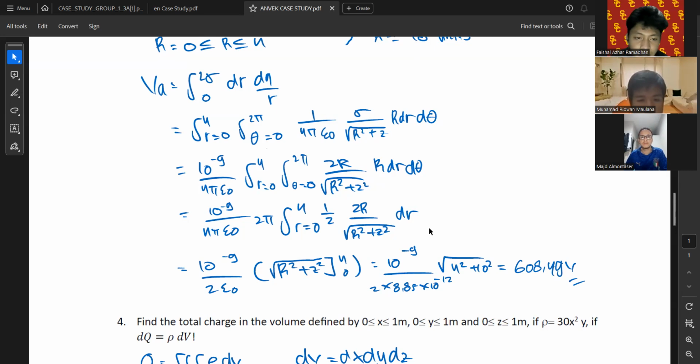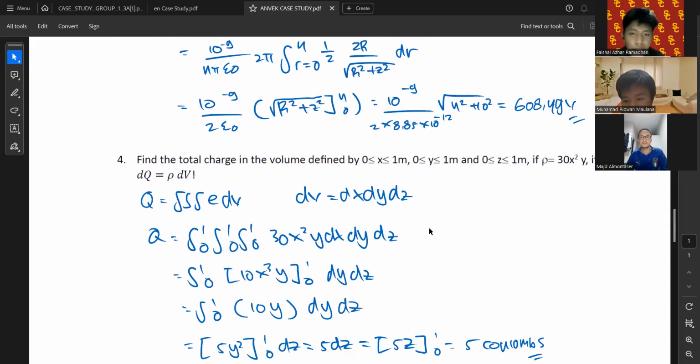9 minus 9 over 2. Integrate the square root of r squared plus z squared from 4 to 0, and we get the 10 power minus 9 over 2 multiplied by the constant and the square root of 2 plus 10 squared, and we get the result, which is 608.45 volts.